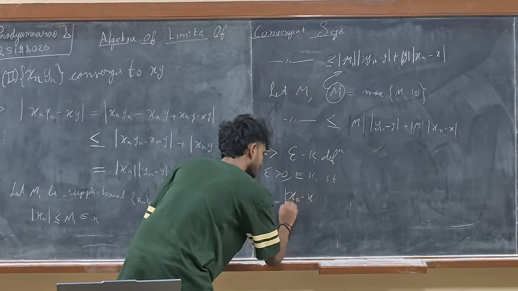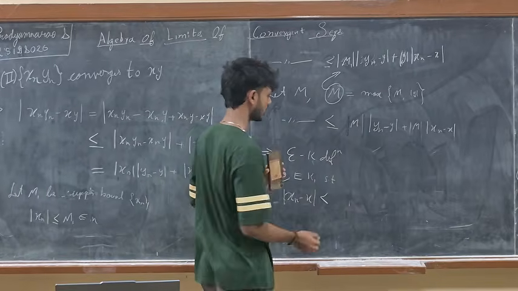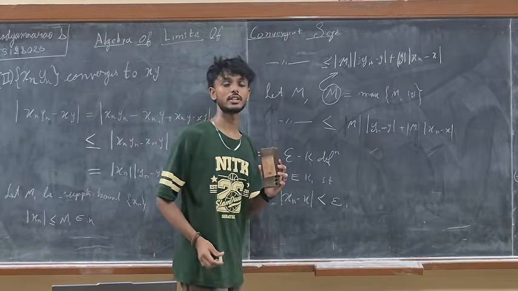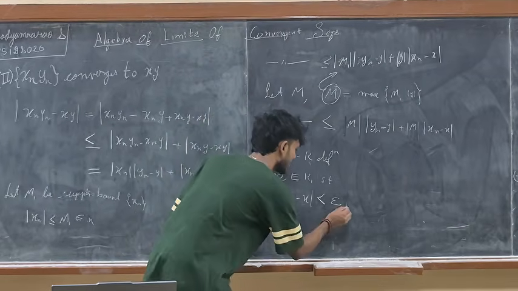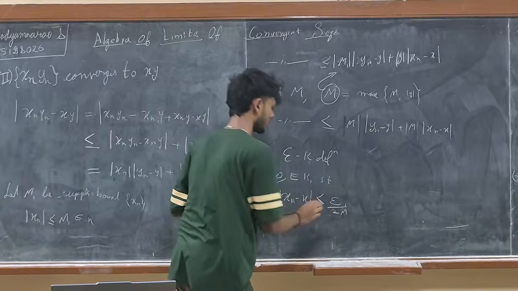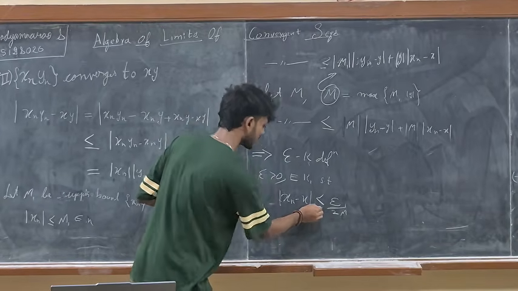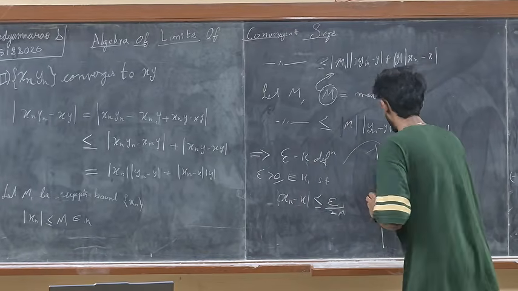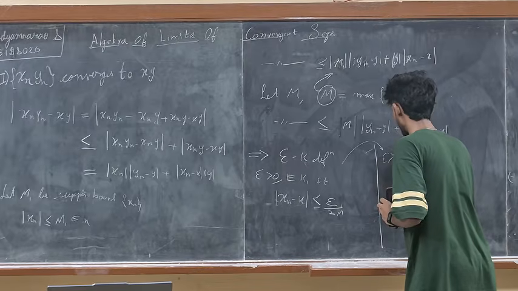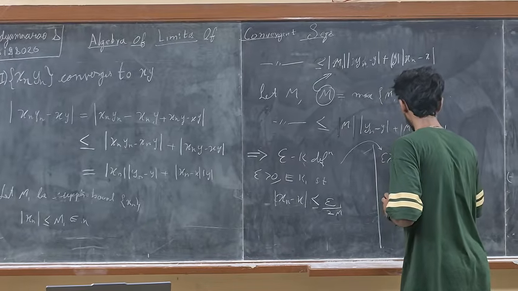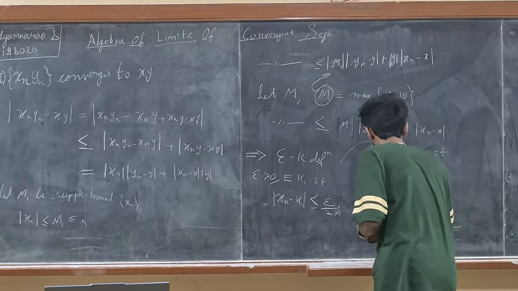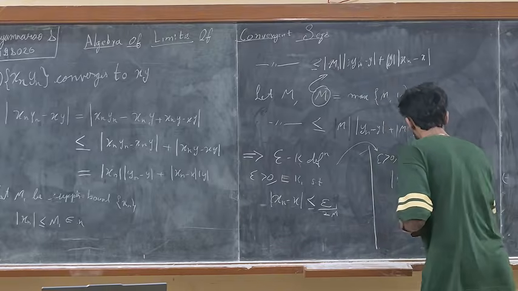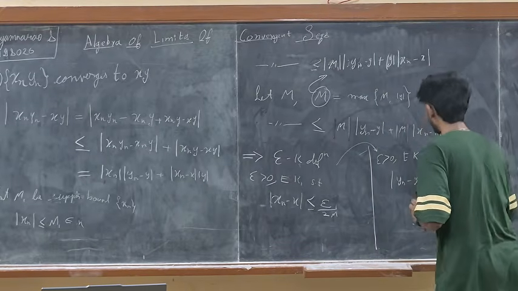xn minus x is less than, and according to the original definition it should have been epsilon, but as we know that epsilon is an arbitrary constant, we can write it as epsilon by 2, which won't affect our inequality. And using the same definition for y as well, for any positive epsilon there exists a k1 such that the modulus of y minus y will be less than or equal to epsilon upon 2.